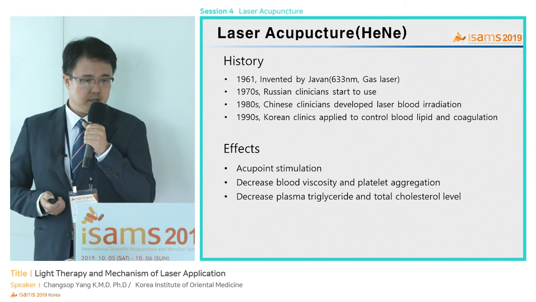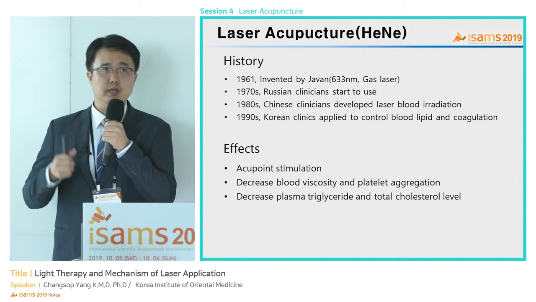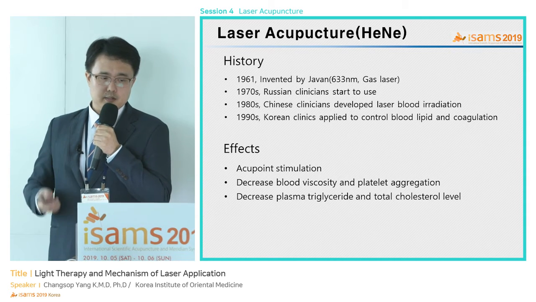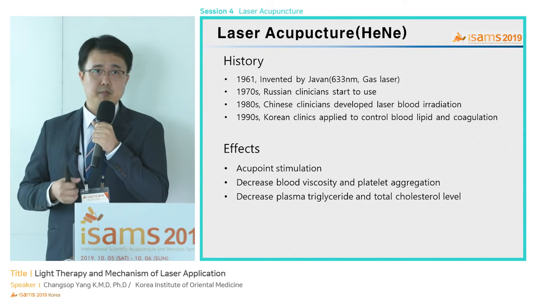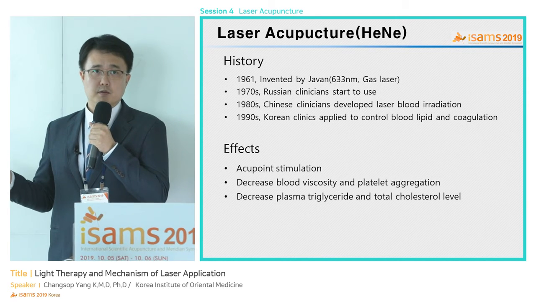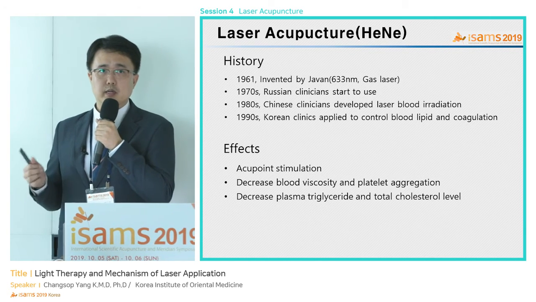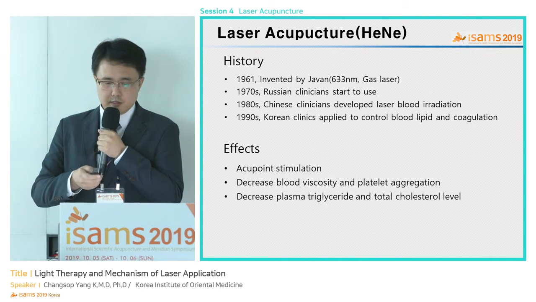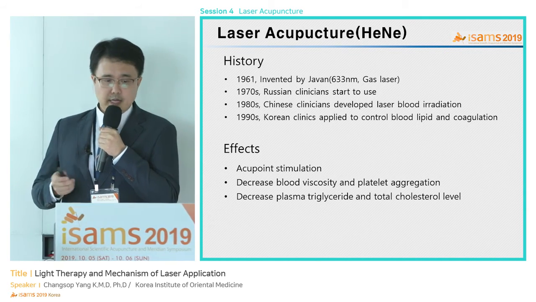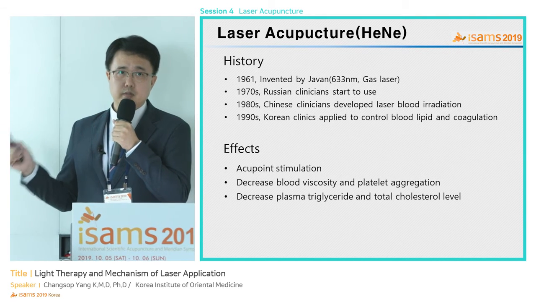Yes. This part is about some kinds of lasers. The helium neon laser was the first kind of laser used in acupuncture treatment, and it was invented in the early 60s. In the 70s, Russian clinicians were the first to use it. In the 80s, Chinese clinicians, TCM doctors, used it mainly for blood irradiation, because helium neon lasers are very familiar with hemoglobin, so they can give their energy to the blood. So they used this for lipid profile modulation. And in the 90s, Korean medical doctors started using helium neon lasers for their acupuncture treatment.